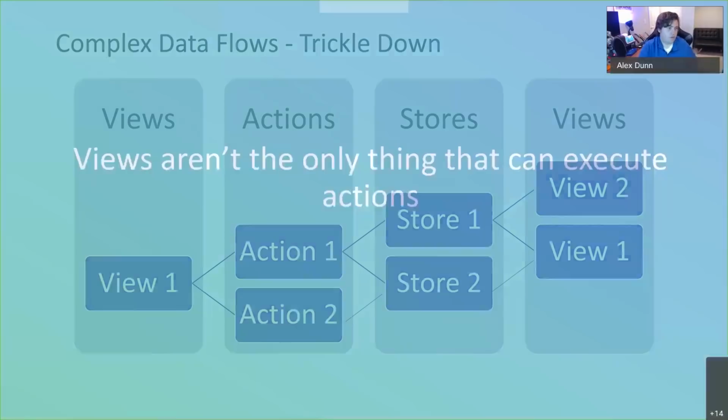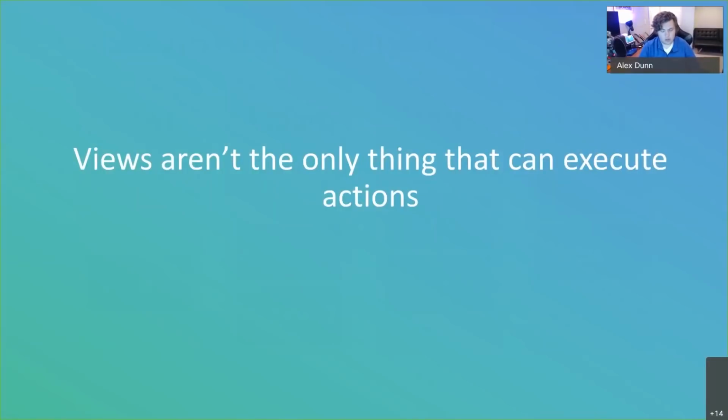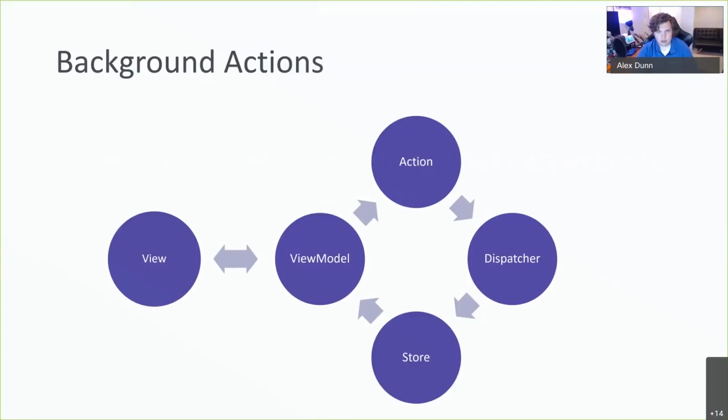Now, here's an important note that I always want to emphasize. We always talk about the pure Flux flow of a view sends an action to the dispatcher, to the store, back to the view. But views are not the only thing that can execute actions. So, for example, back to the .NET example, we've got our view and view model totally separate, MVVM style with one-way bindings. View models can send stuff to actions. That's our perfect, beautiful, super easy flow that we've got set up.